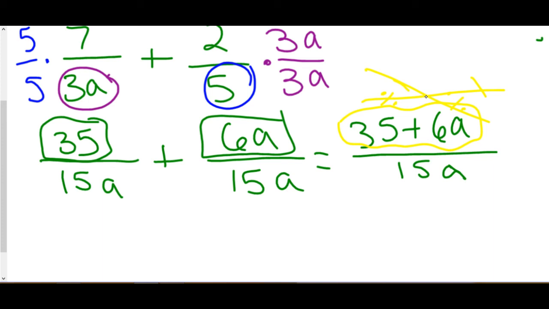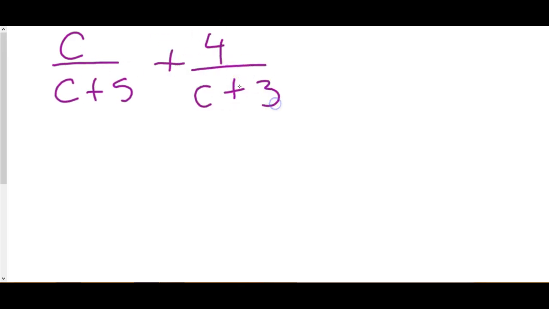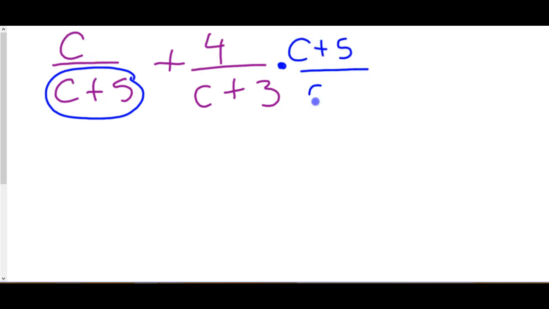They can make this a little bit more difficult by putting two different things in the denominator. So let's say we have c over c plus 5 plus 4 over c plus 3. So now the bottoms are kind of weird looking. We have c plus 3 and c plus 5 on the bottoms. But we still follow the same idea. I'm still going to multiply the second fraction by the denominator of the first, by c plus 5.